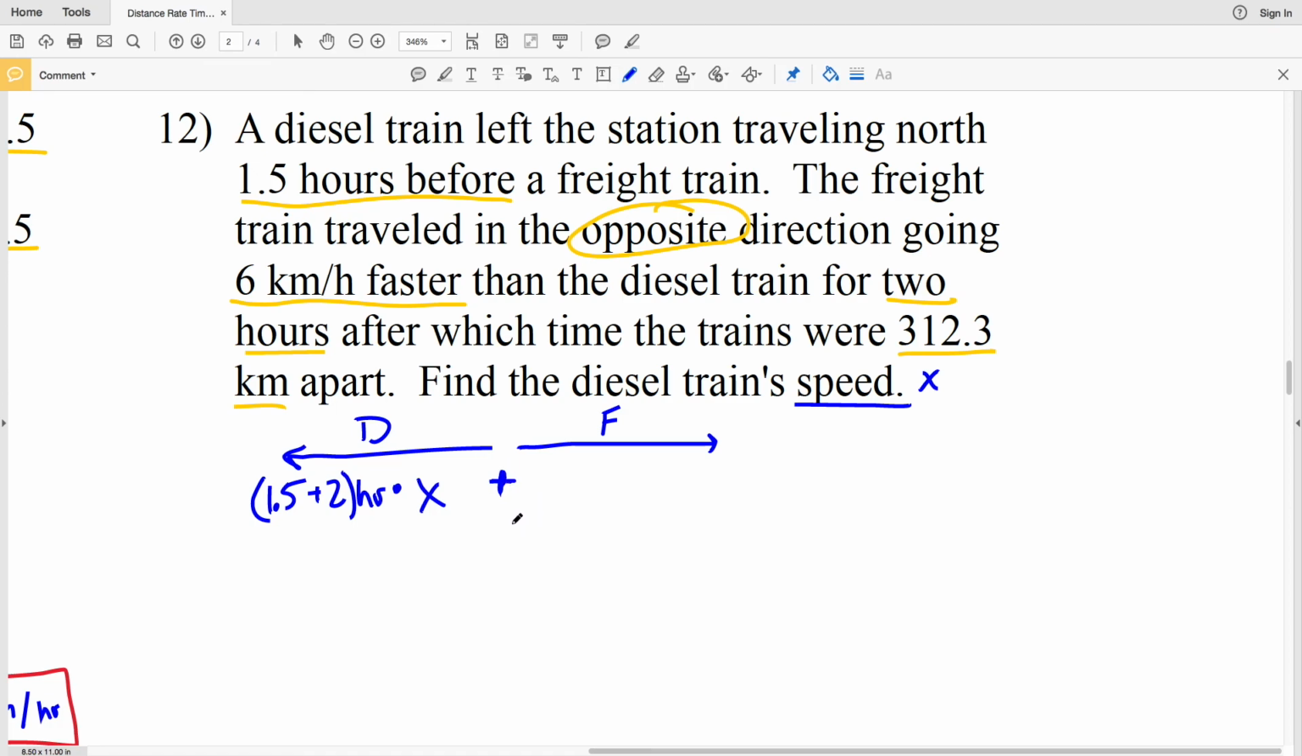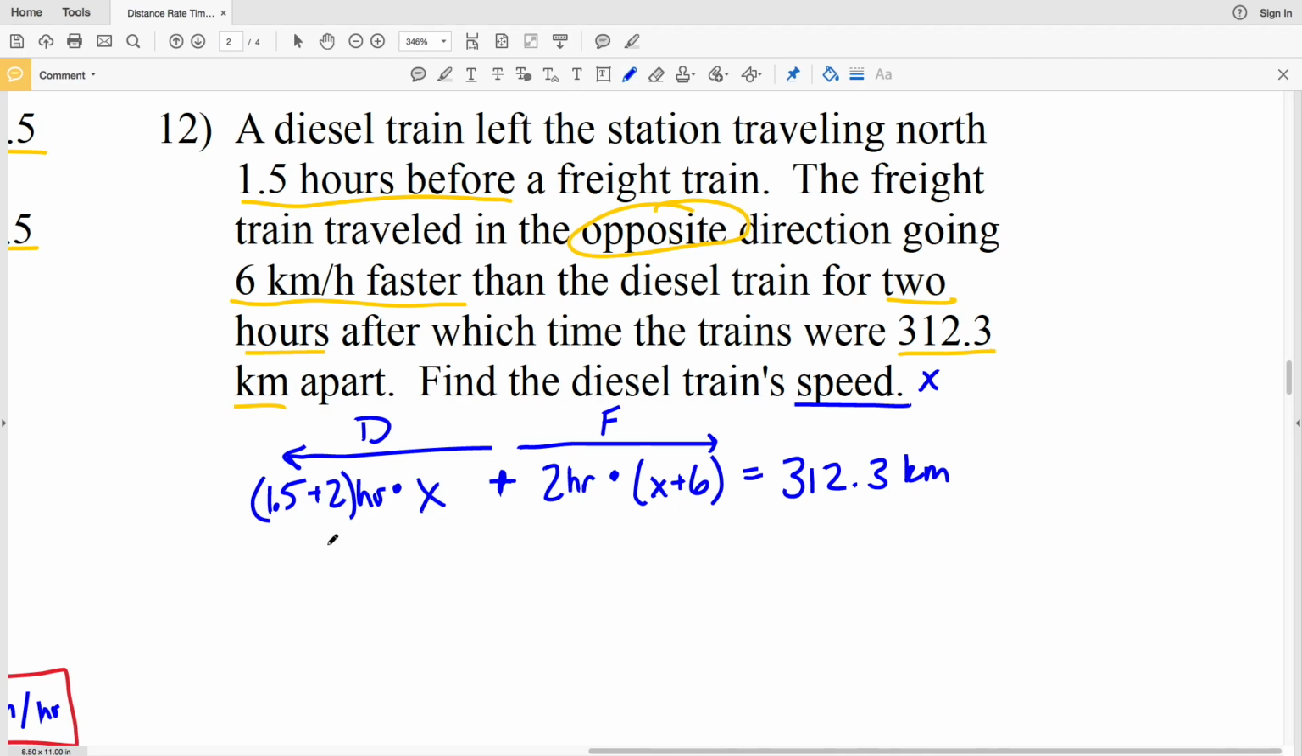We're going to add that to the freight train's distance, which will be, again, time, which in our case is 2 hours, times speed, which is 6 kilometers per hour faster, so we're going to add 6 to our variable x. Adding those distances together will be equivalent to the distance they are apart, which is 312.3 kilometers. Now I'm going to simplify and solve.